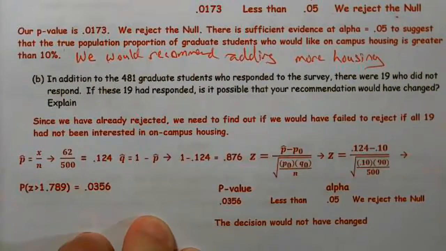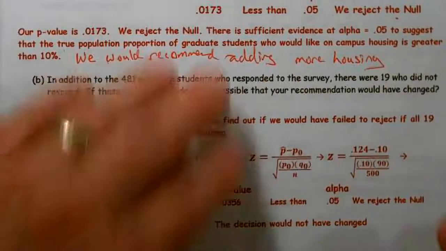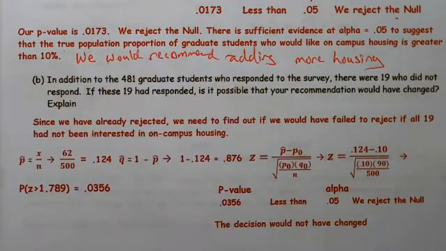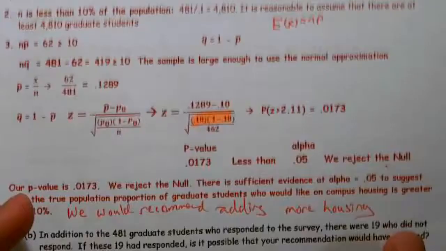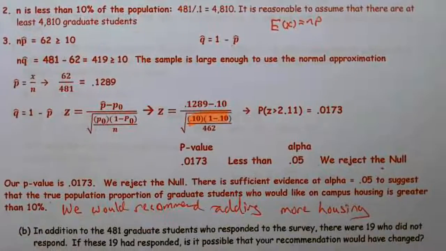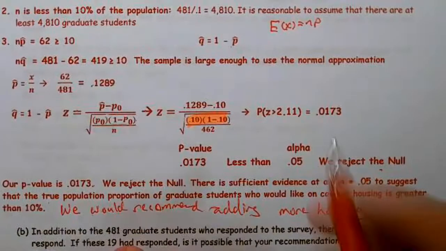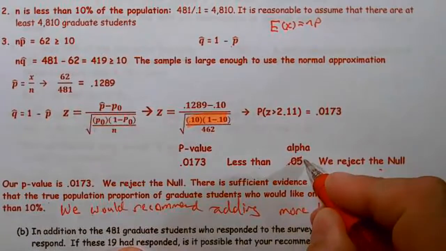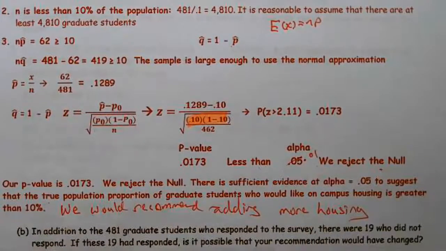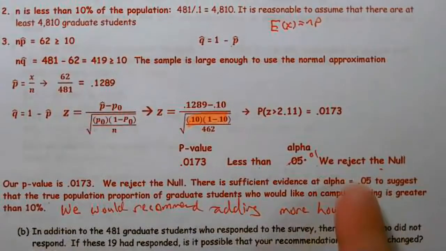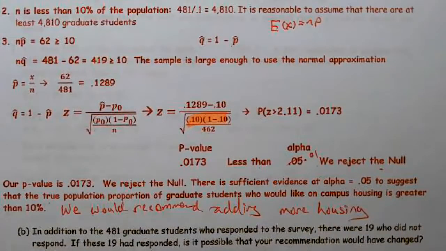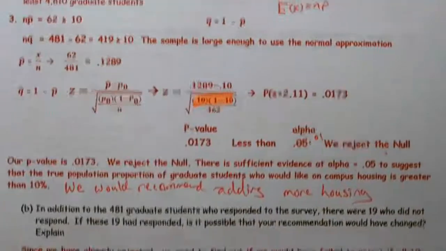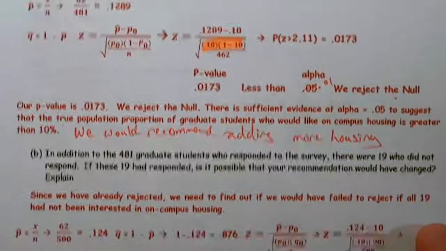All right. So that will take care of problem number 5. Now, one thing I should talk about is what would I have done if I'd used an alpha of 0.01? In this case, we would have failed to reject. If I'd used 0.01, we would have failed to reject, and so then we would not have recommended adding more housing. But where it gets a little tricky is when I come back here.